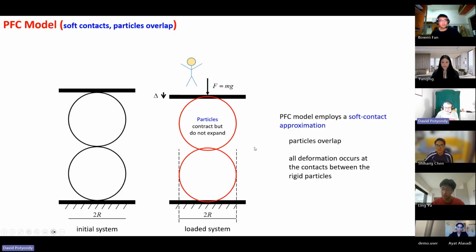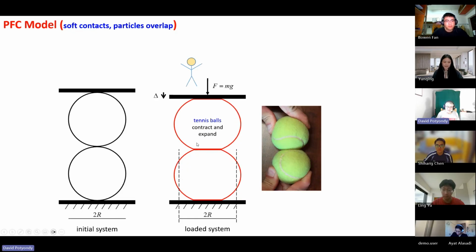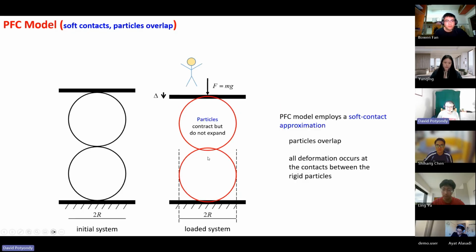In the discrete element model, we don't allow things to deform. The particles can't change their shape. So what ends up happening is they still push down by delta, but there's an overlap that develops at every contact. And that's what you're seeing here. So if I go backwards, you look at the real system, you look at the particles. Okay. In the real system, there's no overlap. But in the model there is. Okay. And that's why we call this a soft contact, because it's allowing overlap to occur.